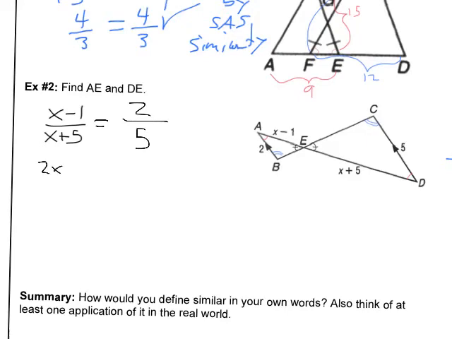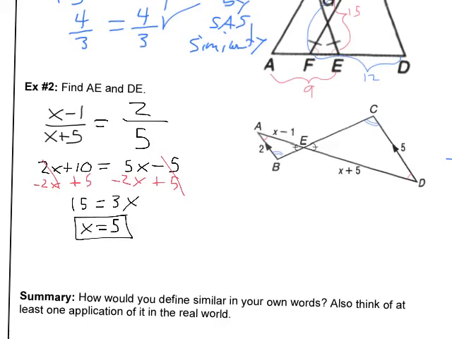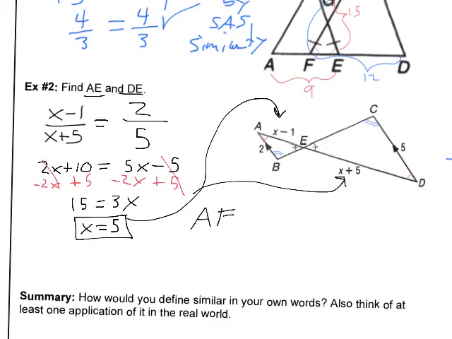So cross multiply, I get 2x plus 10 equals 5x minus 5. And let's just do a little solving. So we get 15 equals 3x, and therefore x equals 5. Okay, but that's not what they wanted, right? They wanted AE and DE. That's not that big a deal. Let's just plug it in. So AE equals 5 minus 1, which is 4. And DE equals 5 plus 5, which is 10.